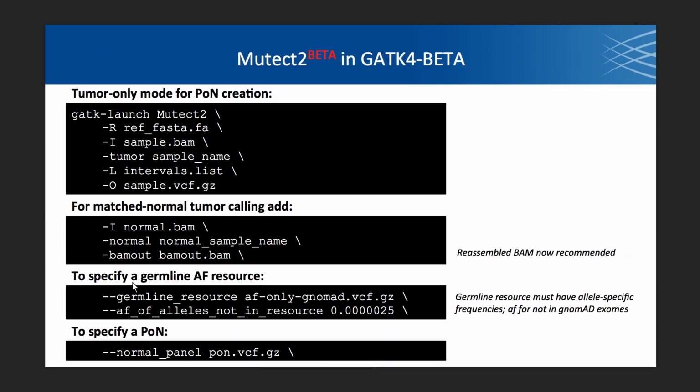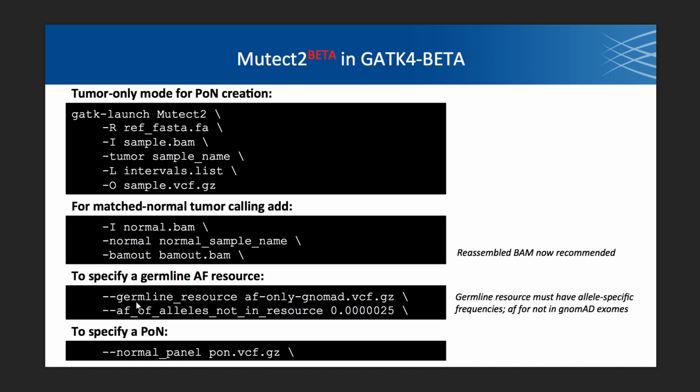So this is basically the command. To create a PON, you run Mutect2 in tumor-only mode, but you're providing it your normal sample. And then to do matched normal somatic calling, to this command you would add your normal sample. We now recommend that you also include generating the BAM out of reassembled reads, because this actually doesn't add that much to the compute. If you go back to try to generate it, you will be doubling your compute. So just add it from the get-go. It's now actually in our little script to do this.